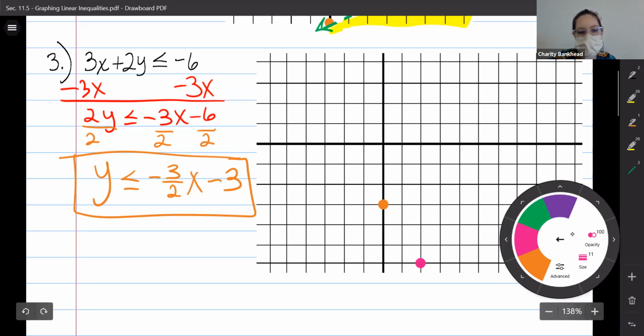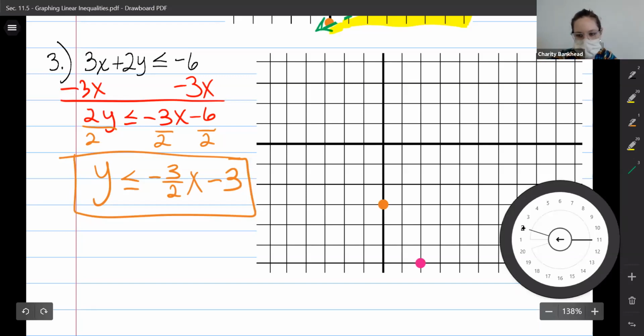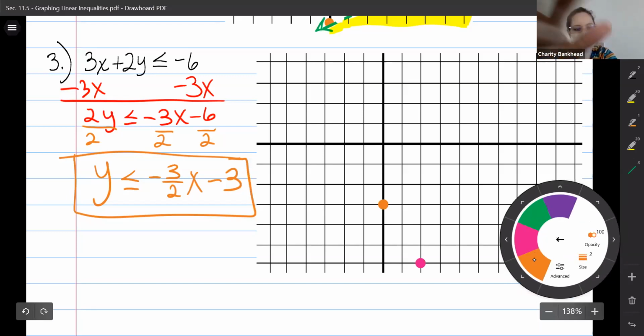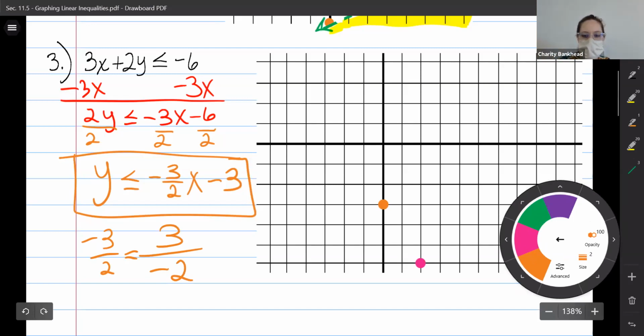All right. Now, just to let you know, in case we didn't really have enough room to go that direction, or if we just want to get another point on the other side, we can change that around. Like -3/2 is the same thing as 3/-2. So that would tell me that I could also go up 3 and backwards 2, or in other words, to the left 2.